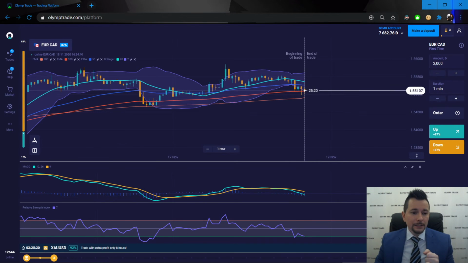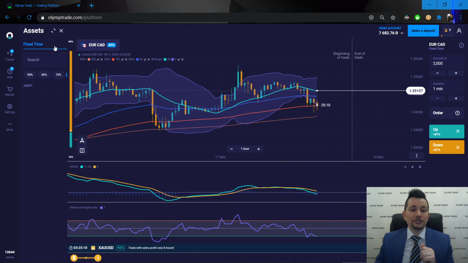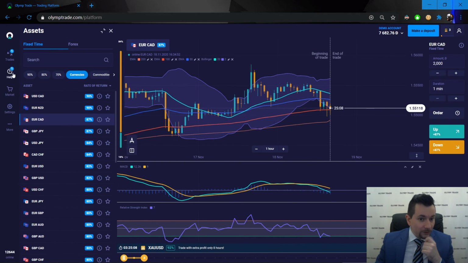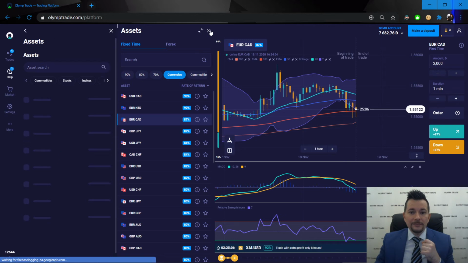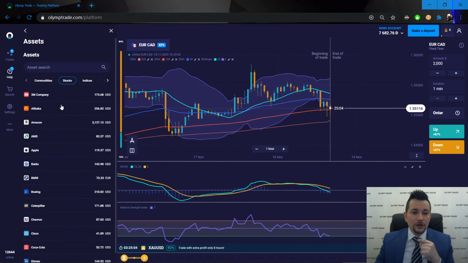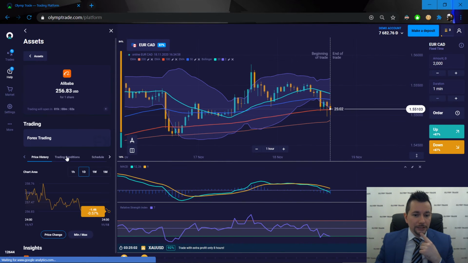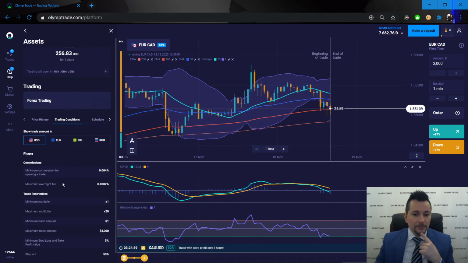as a beginner. George is asking, hi, please explain what percent do we pay for keeping trade overnight or over the weekend? My status is advanced. Good question. So let's have a look if we can find that in our assets category. So here we have assets. I'm going to go to stocks, keeping Alibaba up overnight, trading conditions, commissions, minimum overnight fee right here, maximum overnight fee.